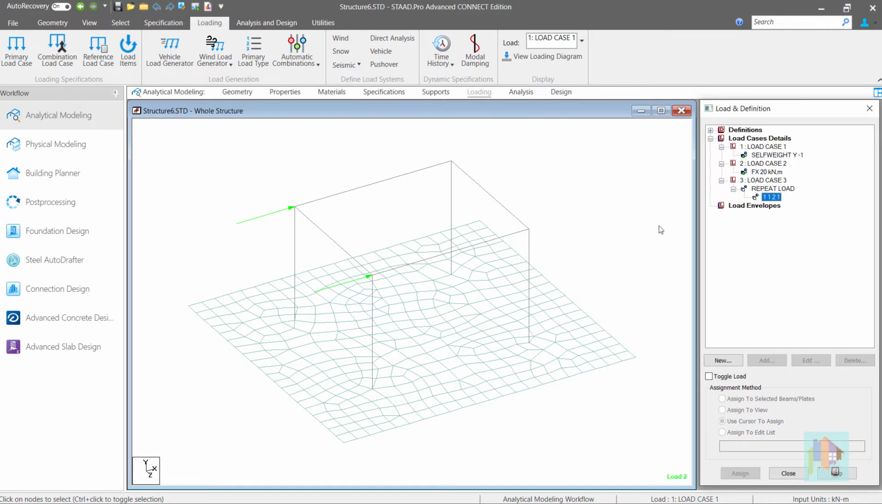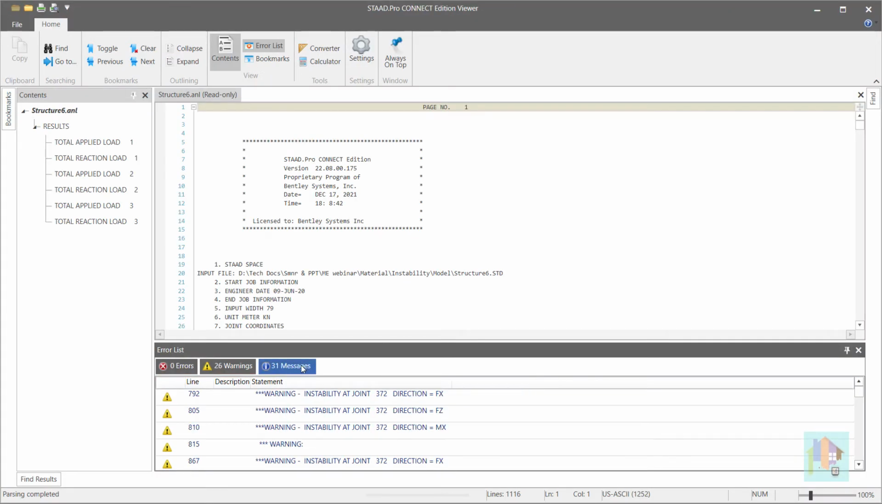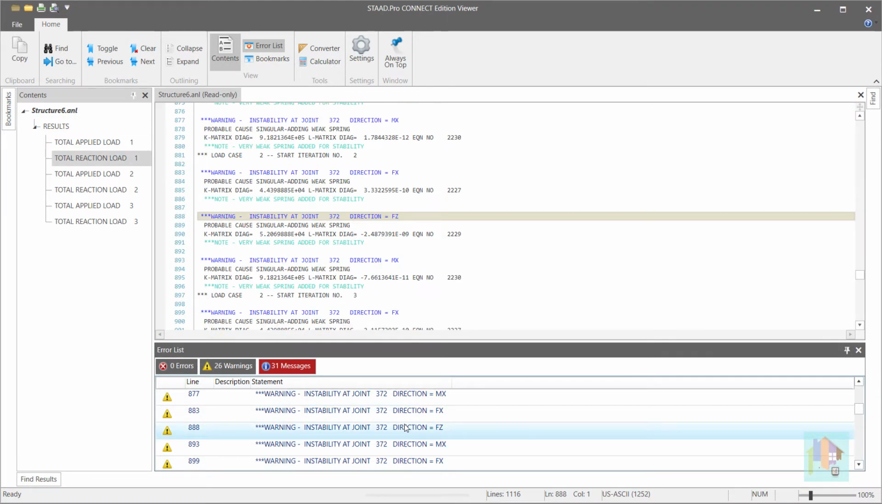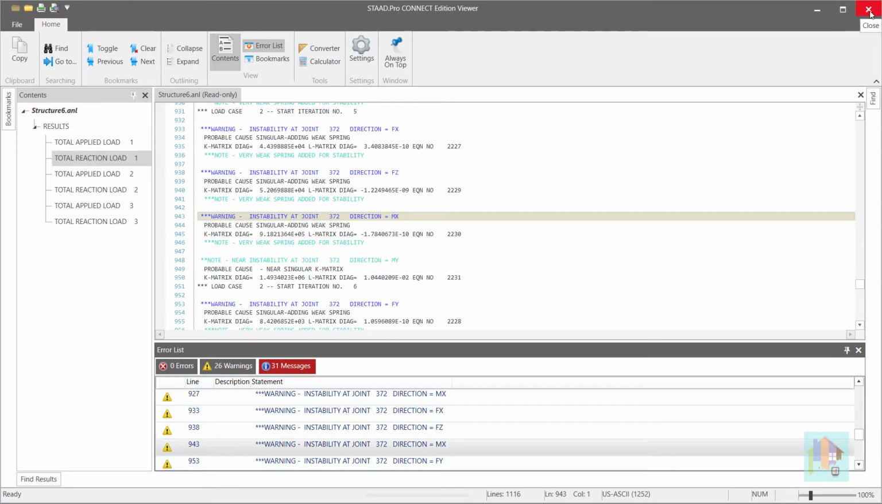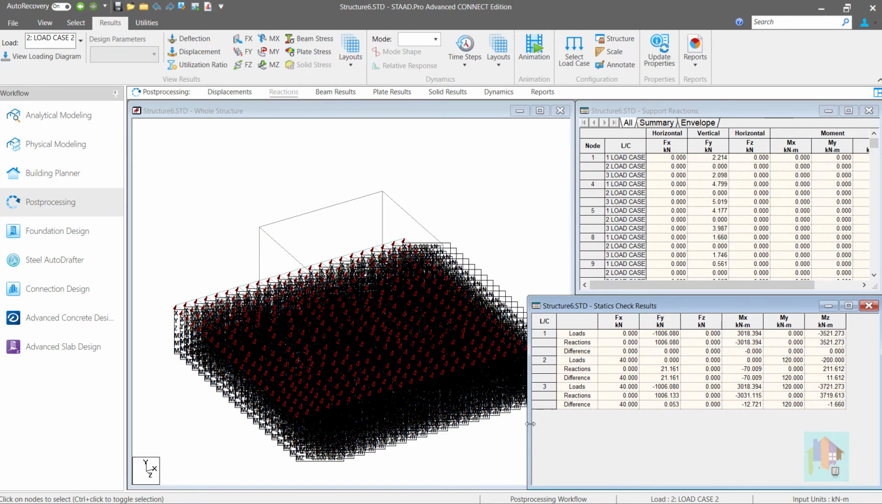loads. In the output file, 26 warnings are reported, most of which are instability warning in X and Z direction at joint 372. First, check the static check results. Load case 1, it seems okay.